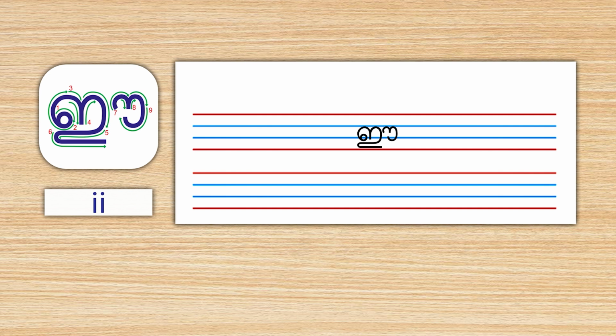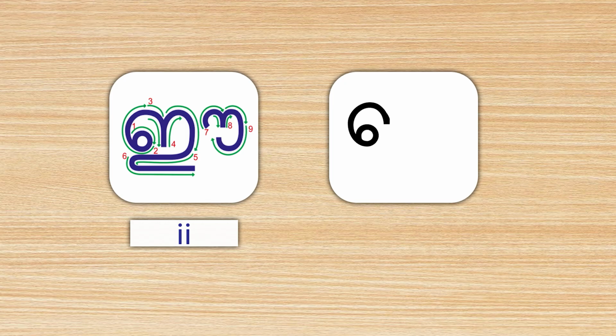Here, the glyph is also part of the letter. So, the stroke numbers continue up to 9 like earlier. The symbol should not go up or down from the base letter. This also has to be at the same level as the base letter.